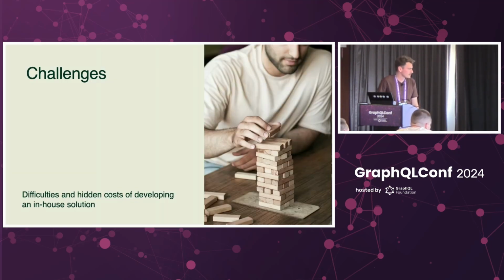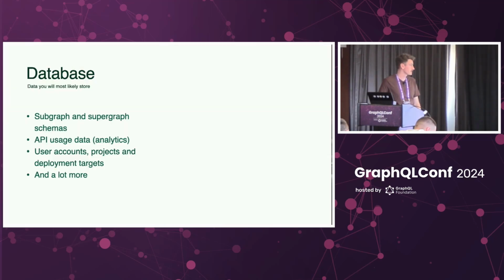About the challenges, there are some difficulties when building your own schema registry. We did it with Hive. We did it even before starting Hive, when doing consultancy. First of all, you have data, right? So you need to pick a database. What kind of data do you store? A schema for a subgraph, information about the subgraph, also the supergraphs. You need to store it somewhere.